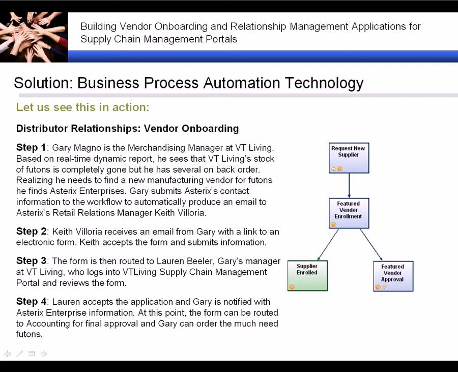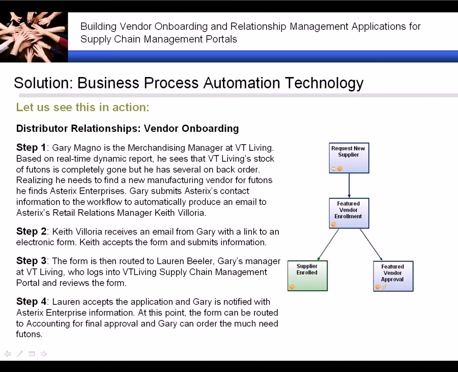So in step 1, we're going to have Gary, who's a merchandising manager at VT Living. He comes upon a problem where he is out of a certain type of inventory, which leads him to find a new vendor called Asterix Enterprises. So Gary submits a form which initiates a process by sending an email to Asterix Relations Manager Keith Valoria.